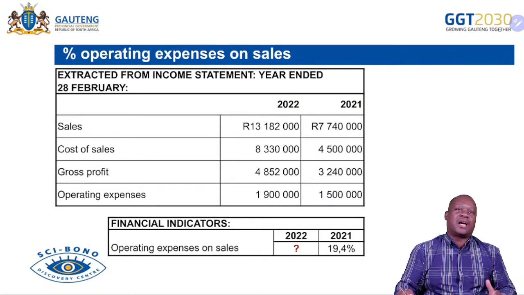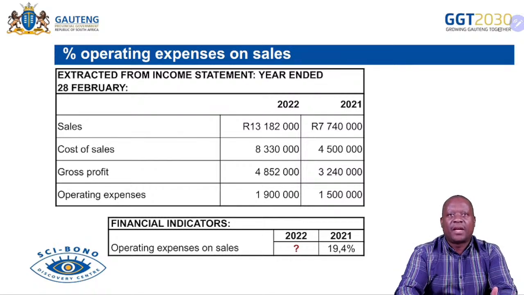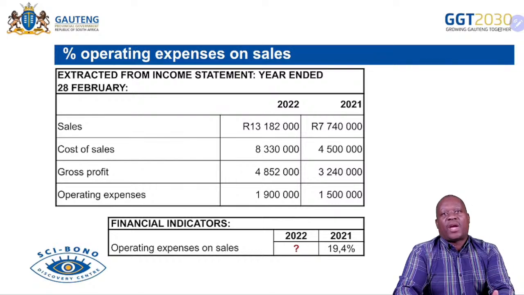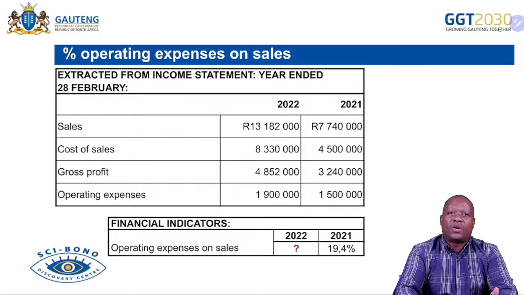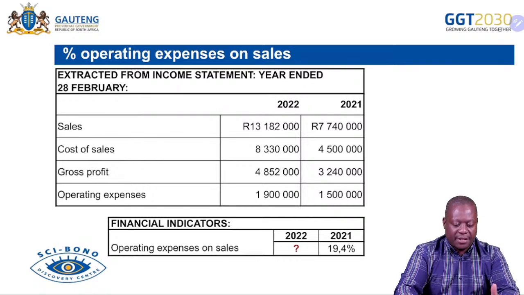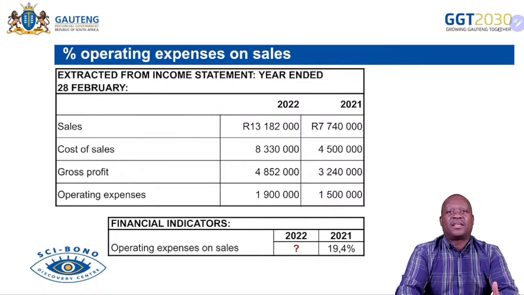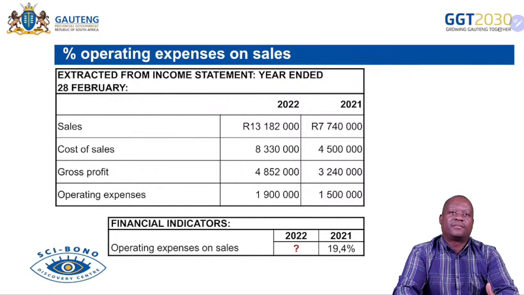Now, let's get down into it straight. Let's calculate them. The first one today, we are going to look into one of the profitability ratios. This is operating expenses on sales. Check here. Operating expenses on sales. The formula is giving us plus or minus the same.